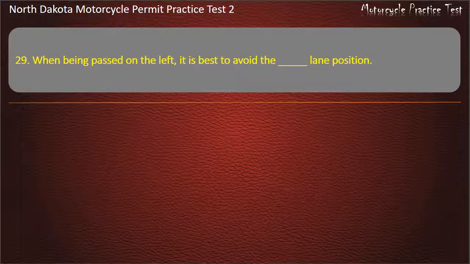Question 29. When being passed on the left, it is best to avoid the lane position: left, center, left and center, right. Answer: left.